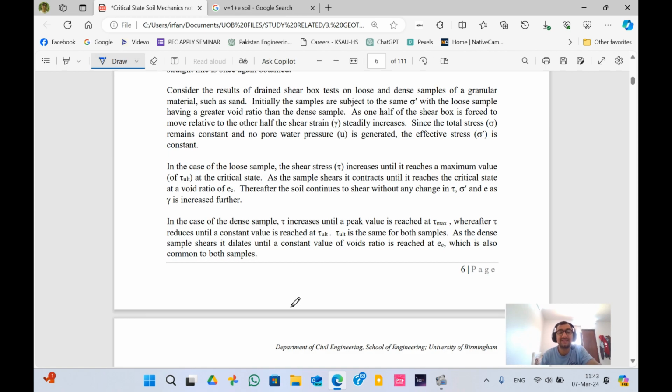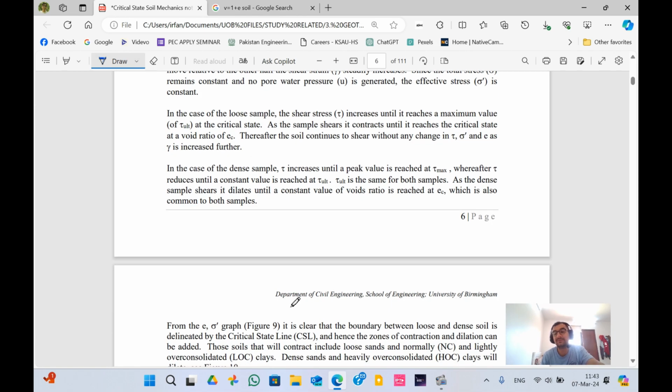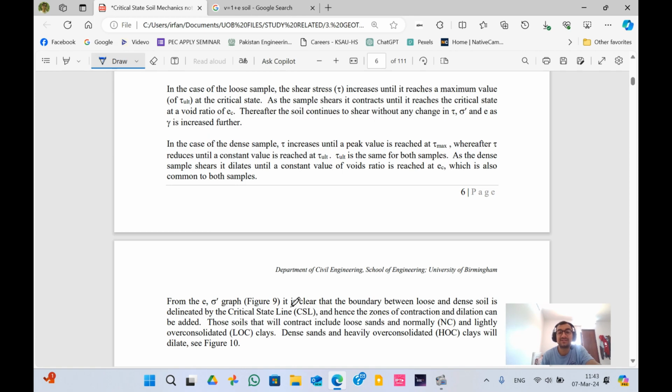In the case of the dense sample, shear increases, yes we know, until a peak is reached at shear maximum. This we also know because we have seen the graph before. Therefore, the shear reduces until a constant value is reached at shear ultimate. Shear ultimate is the same for both samples. As the dense sample shears, it dilates, because we have studied that a dense sample dilates when subjected to the shear box test, and the void ratio will start increasing, which is common to both samples.